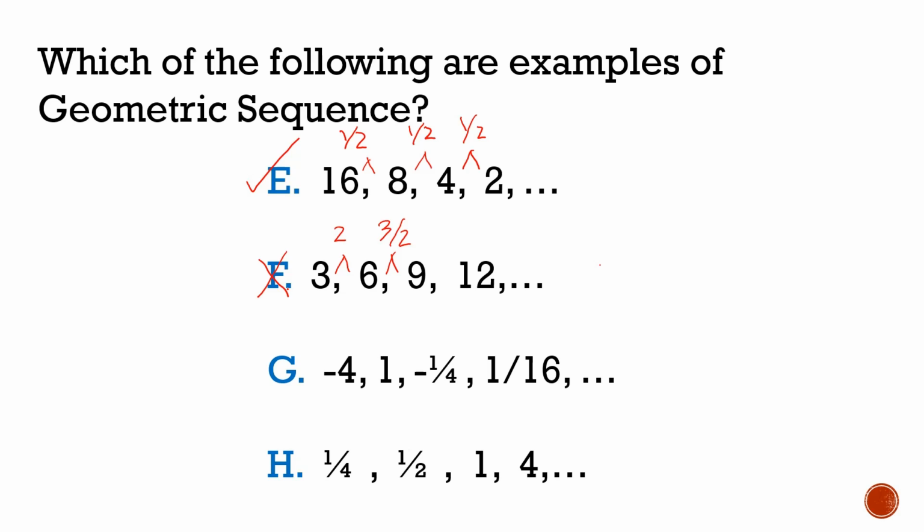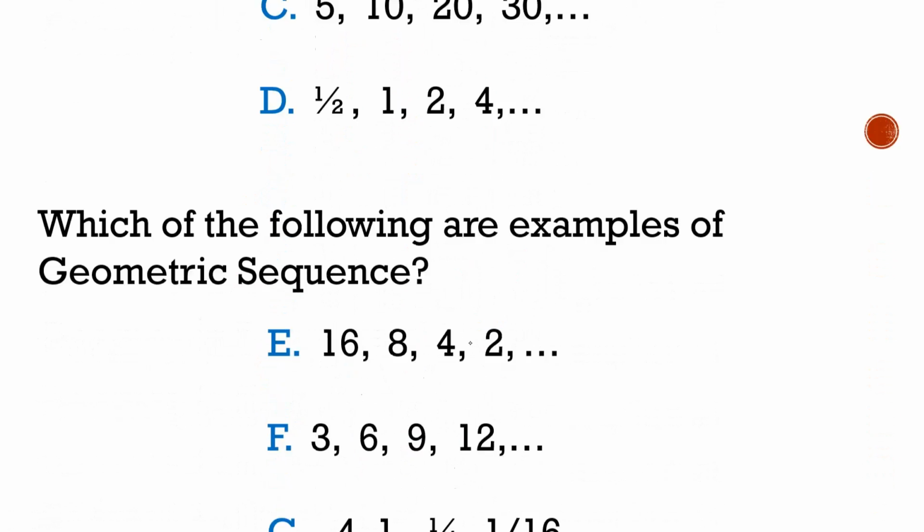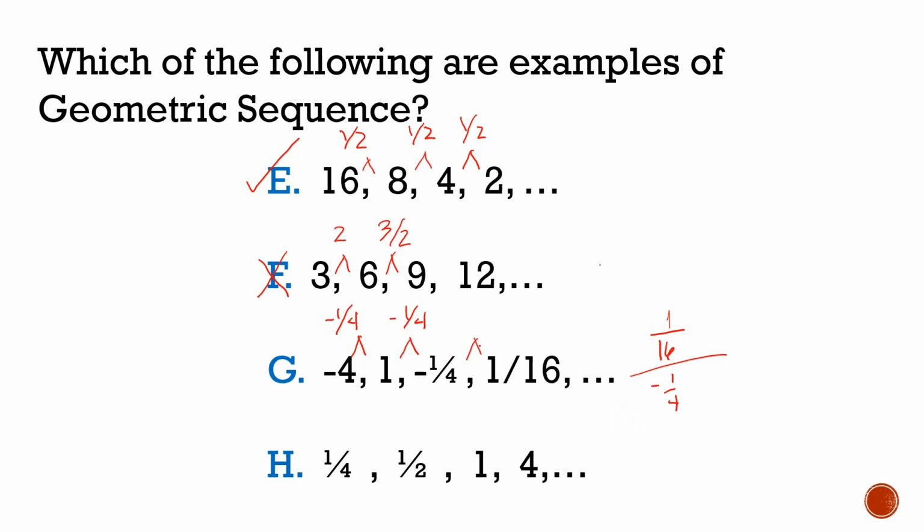Let's try letter G. 1 over negative 4 is negative 1/4. Negative 1/4 divided by 1 is negative 1/4. Then 1 over 16 divided by negative 1/4 will be equal to negative 1/4? I will give you time to think about this. What is 1 over 16 divided by negative 1/4? That is right, it's still negative 1/4. So we will consider that an example of a geometric sequence.